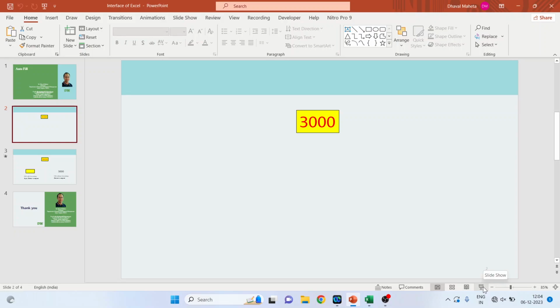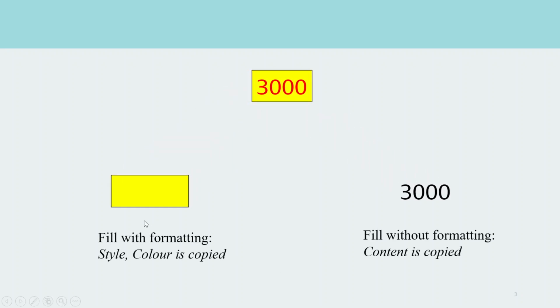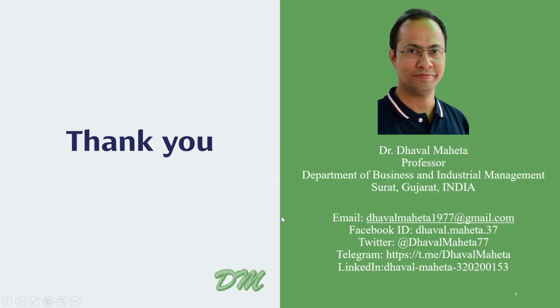Just see on the screen. Let's see that this is our original cell, which has a red font color, yellow background, and black border. So if we activate fill with formatting, then the style, the color, as well as the background is copied. If we activate fill without formatting, only the content is copied. So this was all about autofill in MS Excel.